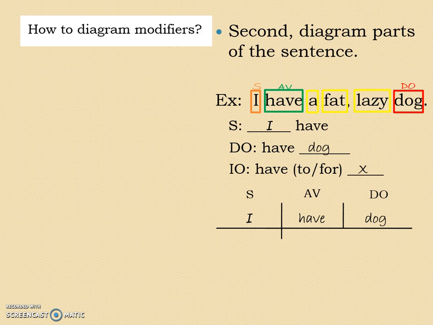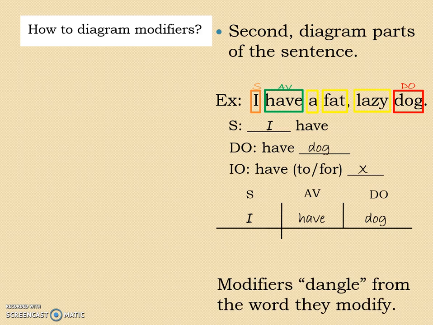Now, while this is a complete sentence, it's not a very exciting one, which is why we add the modifiers. To add modifiers to a diagram, we simply dangle the modifying words from the word being modified. In this case, dog is the word being modified, and it has three modifiers. So we will dangle slanting lines from the word dog, and going from left to right in the order they appear in the sentence, we will simply fill in the blanks with the modifiers, so that when I read the sentence from the diagram, it says, I have a fat, lazy dog.